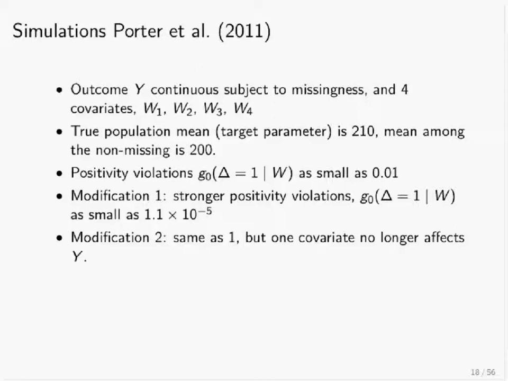But then in the modifications, we made missingness more confounded, and then we took modification 2, where we include covariates which had no effect on Y, and therefore create this challenge of how you avoid instrumental variables, where you would expect CTMLE to start doing much better.